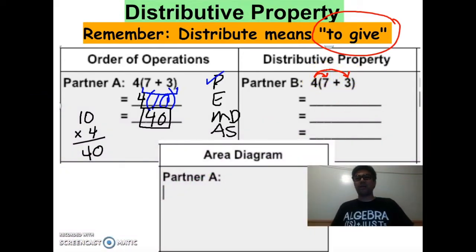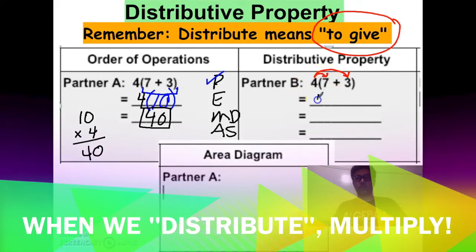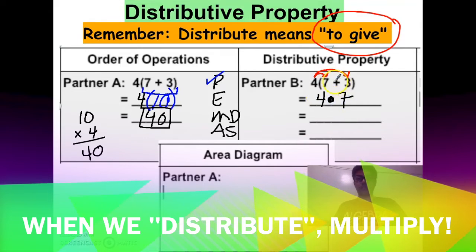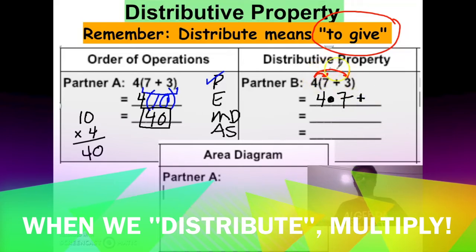Okay? Now every time we distribute, we are multiplying. So here we're doing 4 times 7, 4 times 7. Now you see that plus? We'll put it right here, copy it here, and then we'll distribute the 4 to the 3. So we're doing 4 times 3.